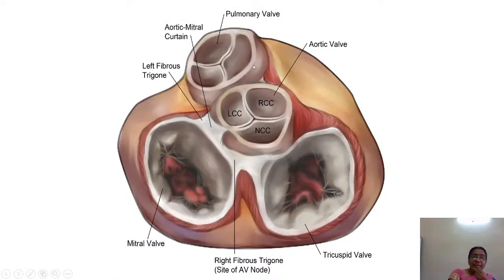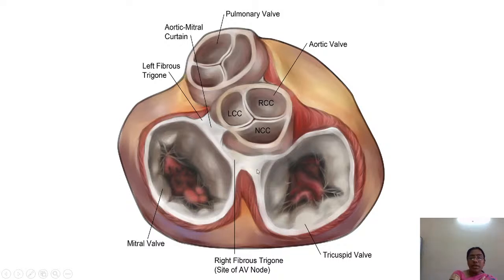So this part you are seeing is the left fibrous trigone, and this is the right fibrous trigone, near the aortic valve. This is the left atrioventricular orifice, guarded by a bicuspid valve, which forms the mitral valve complex. This is the right atrioventricular orifice, guarded by a valve called the tricuspid valve. The tricuspid valve consists of three cusps, while the mitral consists of two cusps.